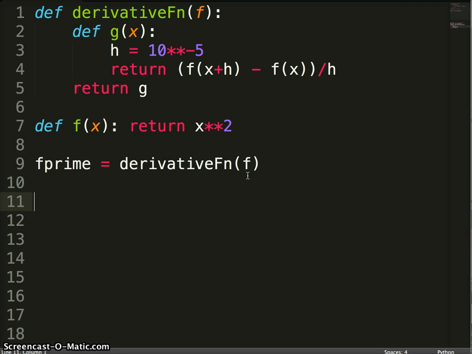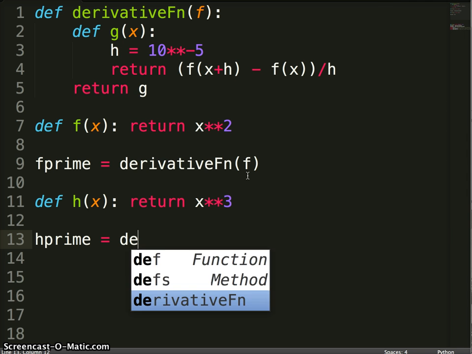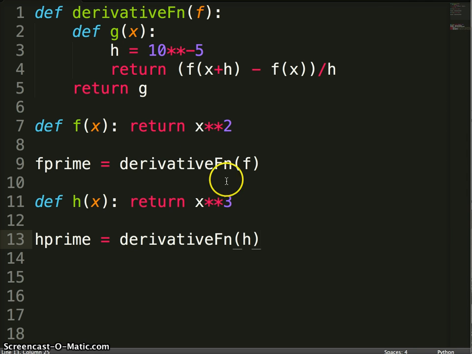Let's say that I do a new function, def, I'll call it h of x, return x cubed, and I say h prime is equal to derivative function of h. Now this is going to construct a different g, which now inside of that g, the f right here is referring to h of x. So in this way, we can basically use the idea of closures, except now it's doing a closure with a function, and it's going to create a new function which is specialized for the function we passed in.